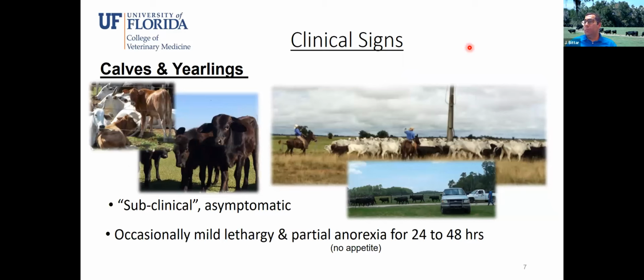Okay, so the animal was infected, maybe by a tick bite or by sharing contaminated equipment, and then what happens? Usually the younger animals have some level of resistance. So in the calves or the yearlings, the infection is usually going to be subclinical or asymptomatic. So you're barely going to see those animals showing signs of disease. You may see an animal that's a little bit lethargic, a little bit depressed.